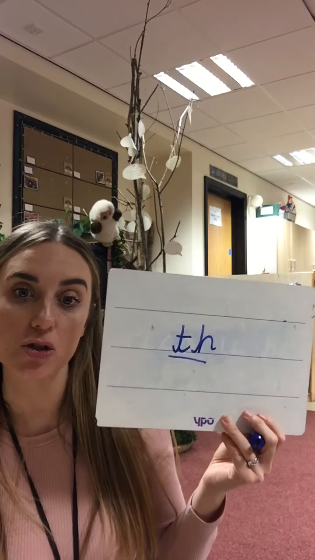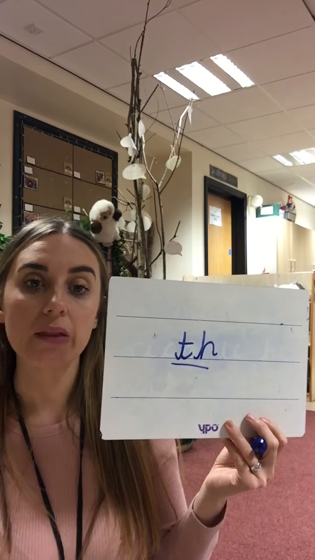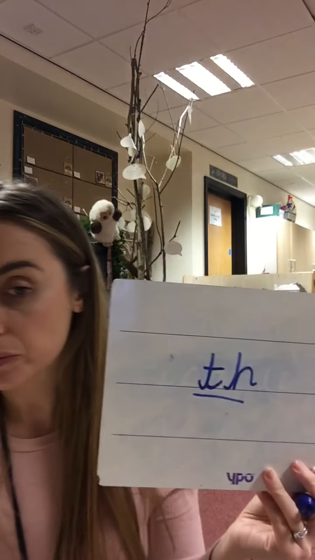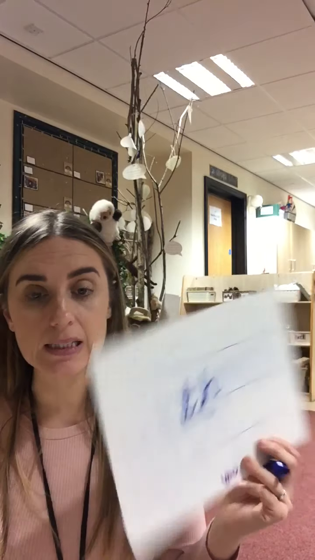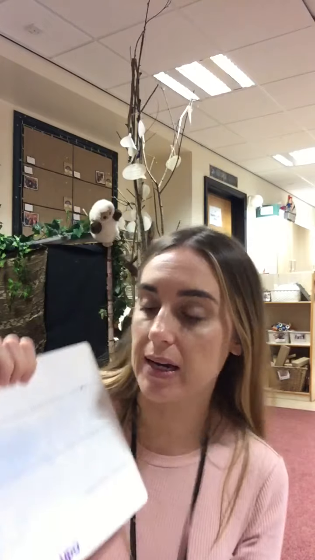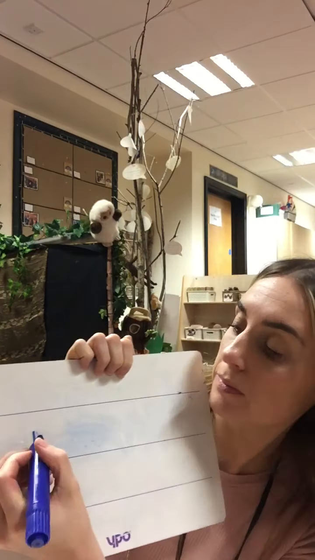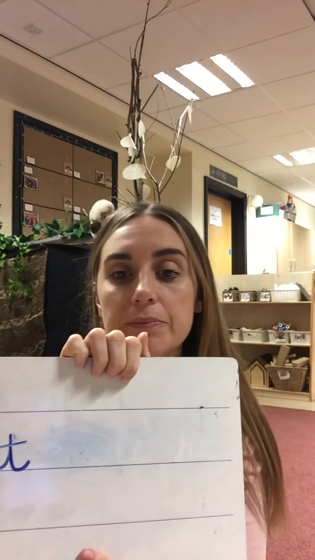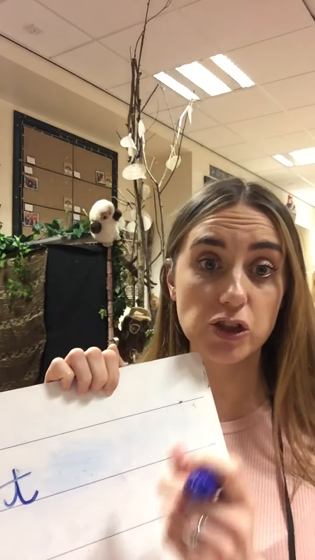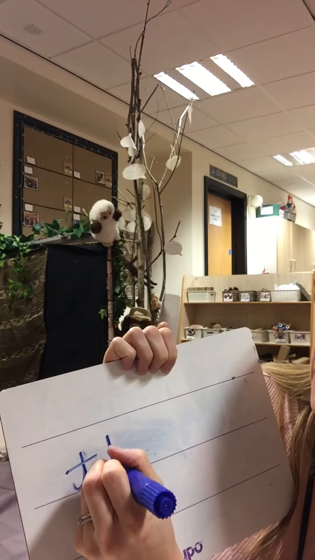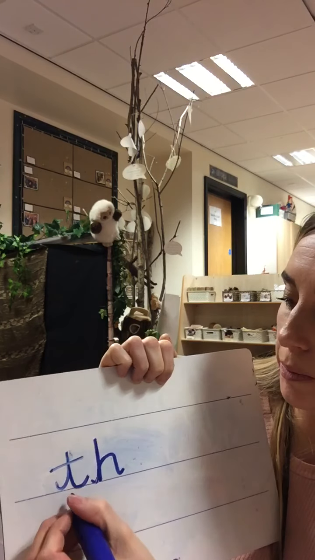Okay, so let's just focus on applying the digraph th. Let's start by writing it. So let me write it again, and then I would like you to write it 3 times to practice. So starting on the line, we flick up and across. There's your T. But we also need to write the letter H because the T and the H together make the th sound. Starting on the line, up, down, and over the hump.